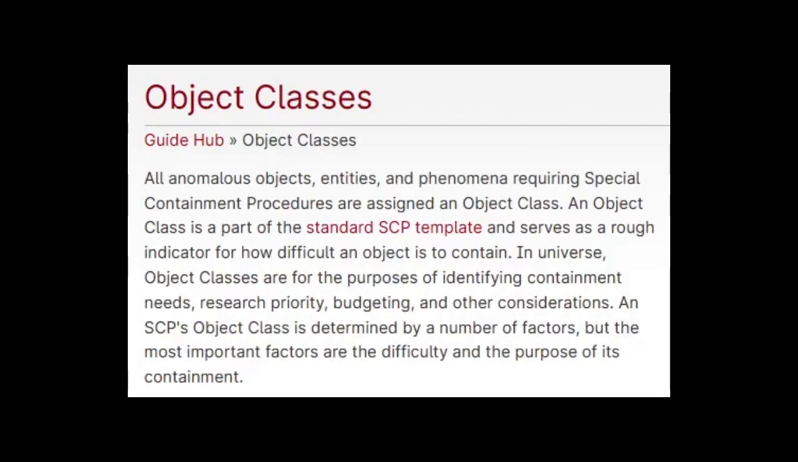Object classes. All anomalous objects, entities, and phenomena requiring special containment procedures are assigned an object class. An object class is part of the standard SCP template and serves as a rough indicator of how difficult an object is to contain. In universe, object classes are for the purpose of identifying containment needs, research priorities, budgeting, and other considerations. An SCP's object class is determined by a number of factors, but the most important factor are the difficulty and the purpose of its containment.